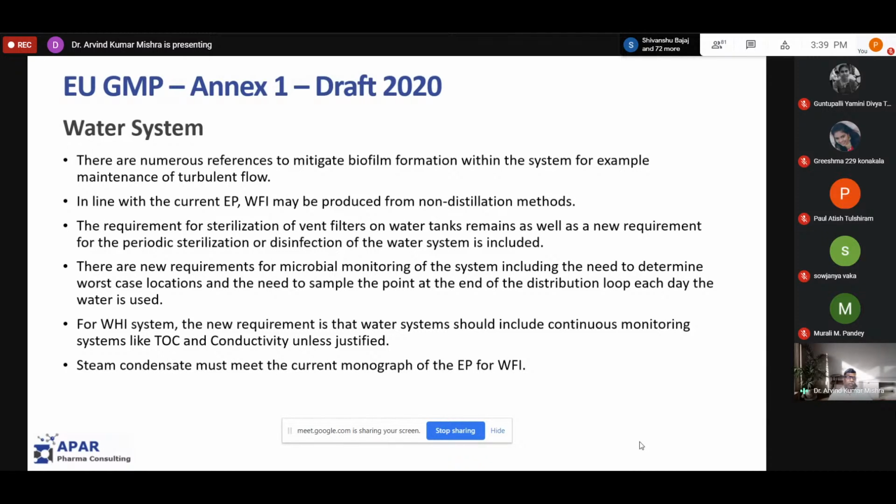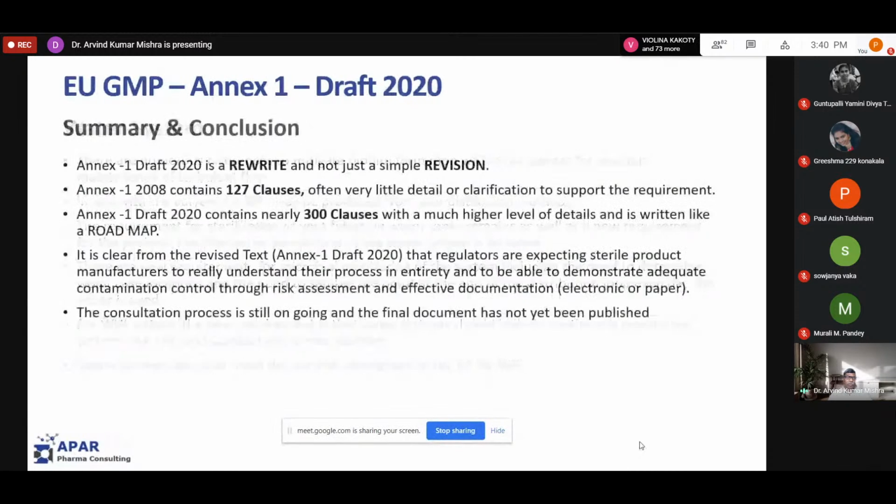Similarly, the new thing which has come is that water for injection can be produced by a non-distillation method. That is why RO is also acceptable. Earlier it was not there, and there are other changes. Due to time constraints, I cannot take everything.